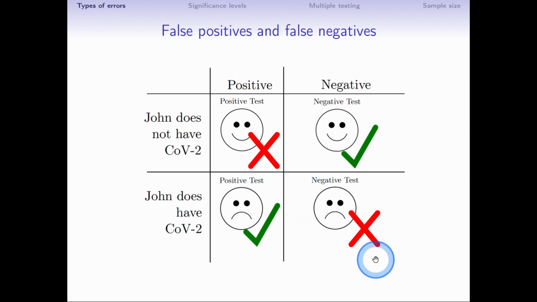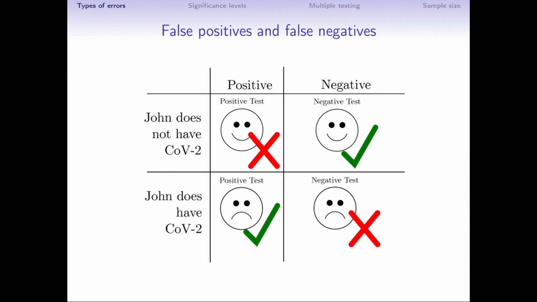Now, let's think about the implications of a type 2 error or a false negative. This is in some sense much more severe in this case, because John does have SARS-CoV-2. He actually has it, but the test has come out negative, and so he will be treated as if he doesn't have SARS-CoV-2.